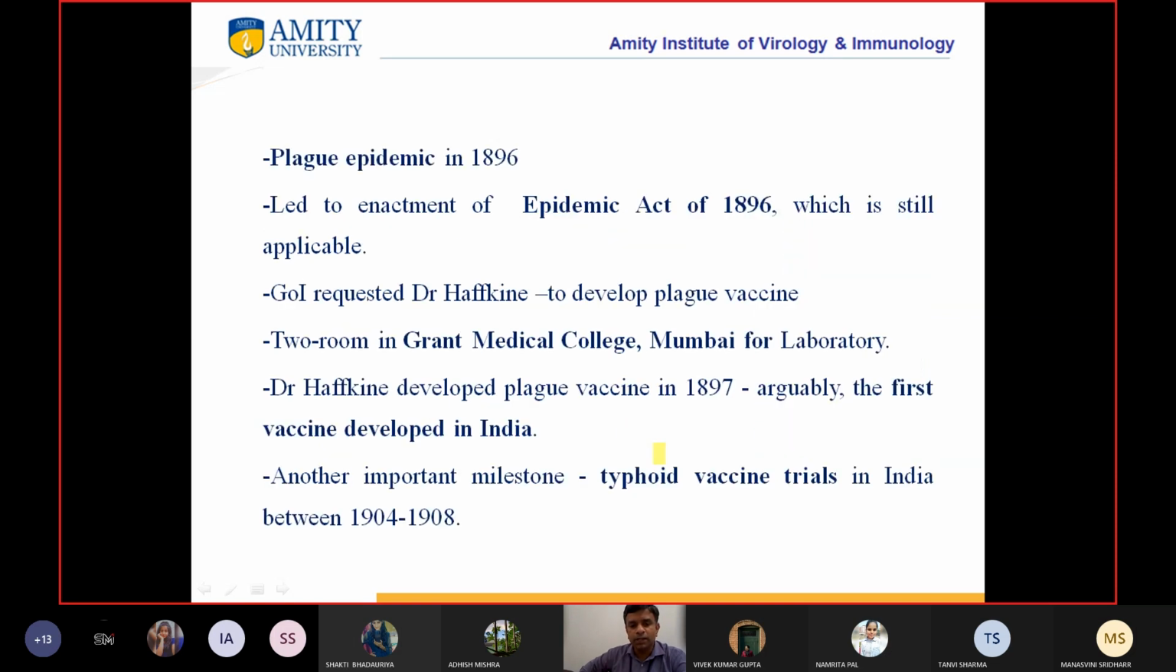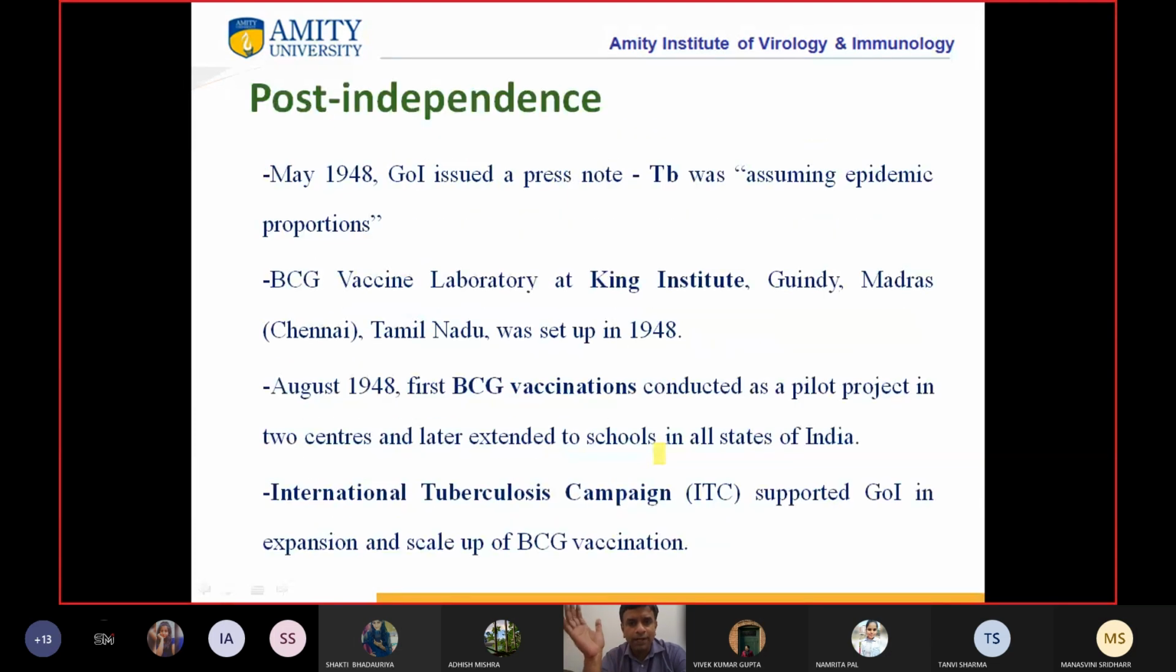Okay, and then at that time, even the plague epidemic started. Again, the government asked Dr. Haffkine to develop a plague vaccine. For developing that vaccine, he was given 2 rooms in Grant Medical College in Mumbai. Over a period of time, he worked there and developed the plague vaccine, which is considered to be the first vaccine that was developed in India, right? Okay. So that was all before independence.